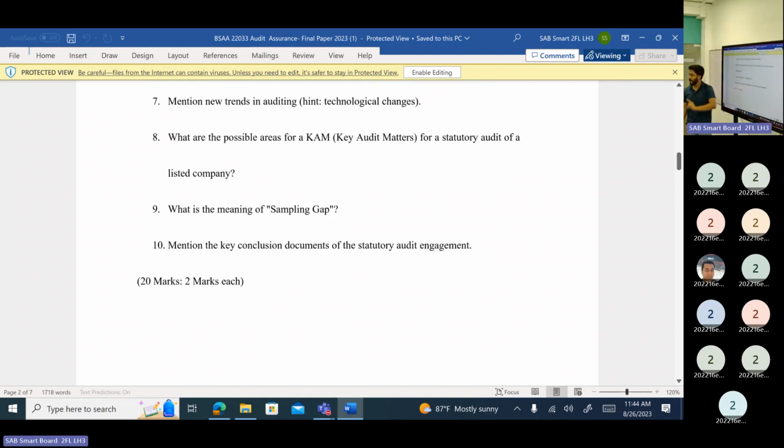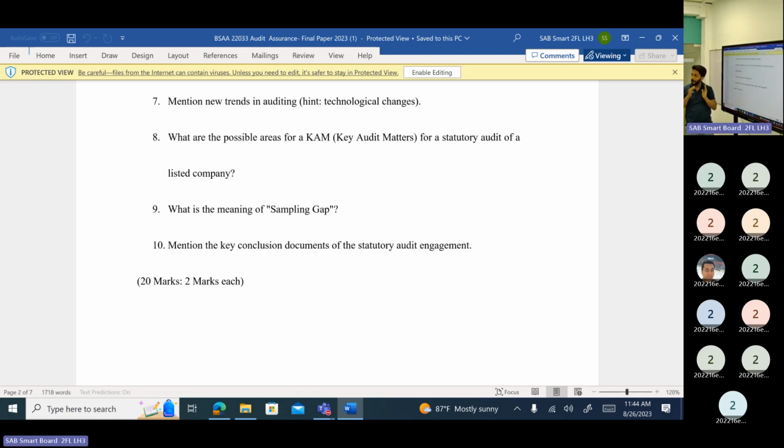What is the meaning of sampling gap? Normally we do sample-based auditing. That's why we are not issuing an absolute opinion. We base it on samples. If there's a sample, definitely there's a portfolio. The sample should represent the portfolio. Otherwise, we have selected an incorrect sample. Whatever conclusion is given through the sample should tally with the overall portfolio, so it should be a reflection of the portfolio. To do that, we have to select the correct sample.